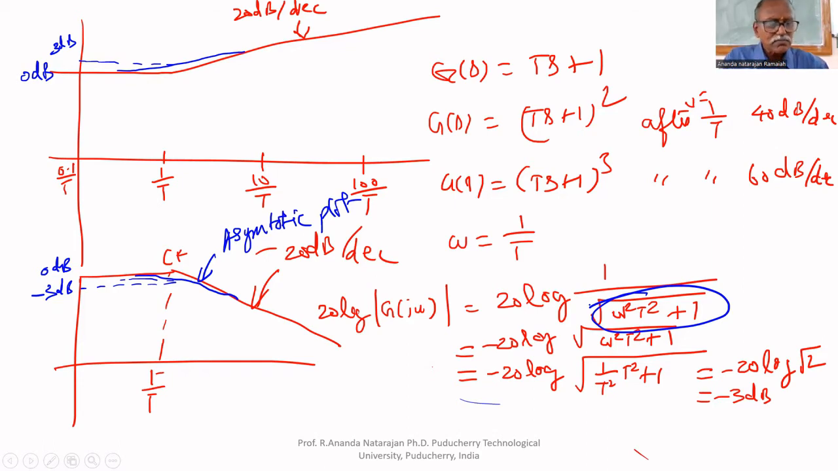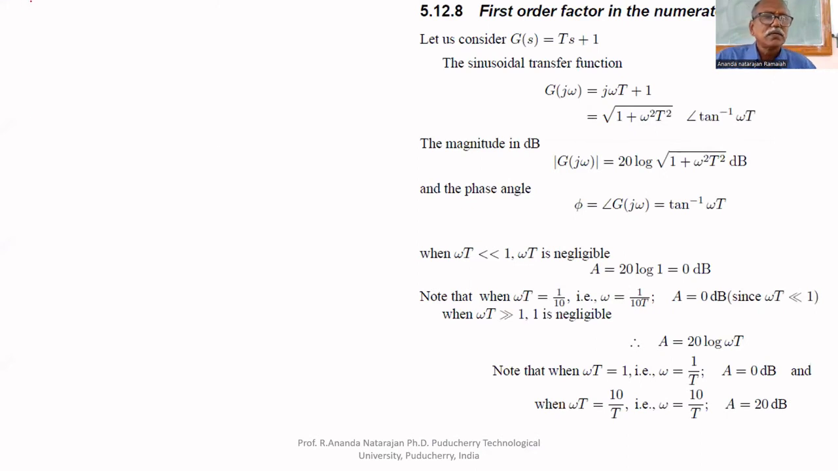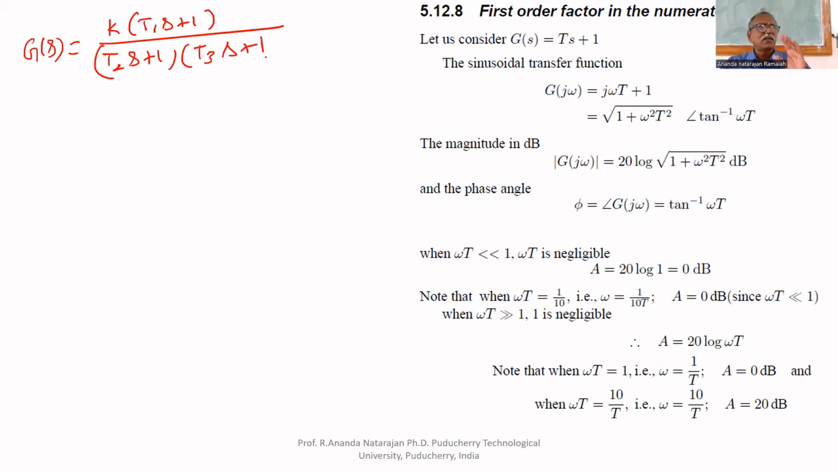Let us consider a case G of s equal to K multiplied by (tau 1 s plus 1) upon (tau 2 s plus 1) multiplied by (tau 3 s plus 1). For this, let us see how to draw the Bode plot.